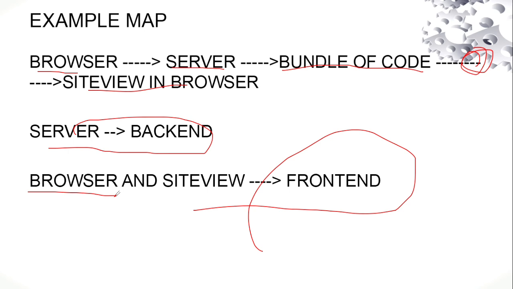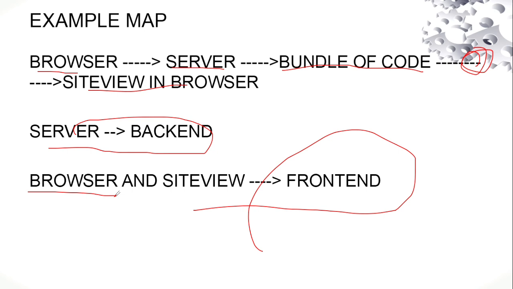A browser will receive a command from the client or the user, and it will give a request to the server. Now the server will respond in the form of a bundle of code, the browser will receive the bundle of code, and then the browser will run it, inspect it and give the output on the front end page of the website, and this website will be site viewed on the browser.